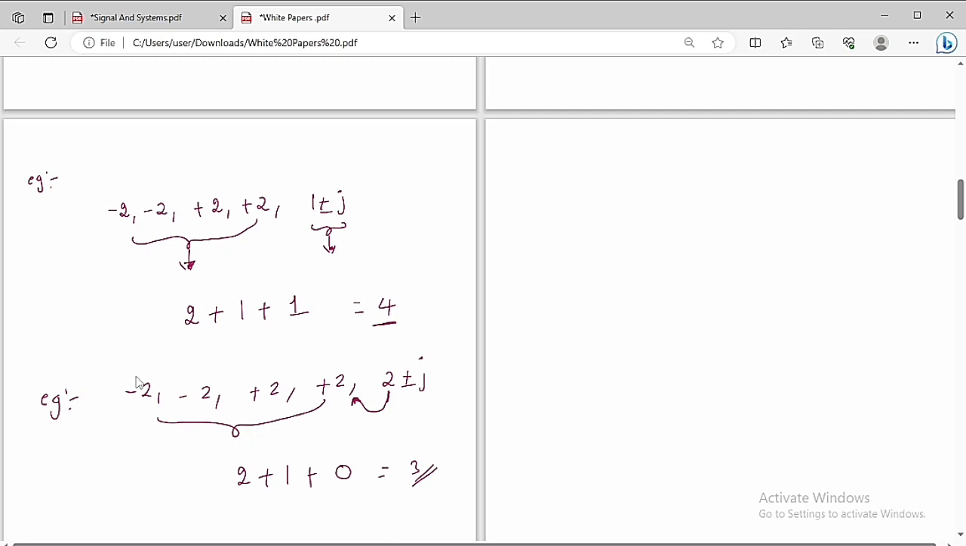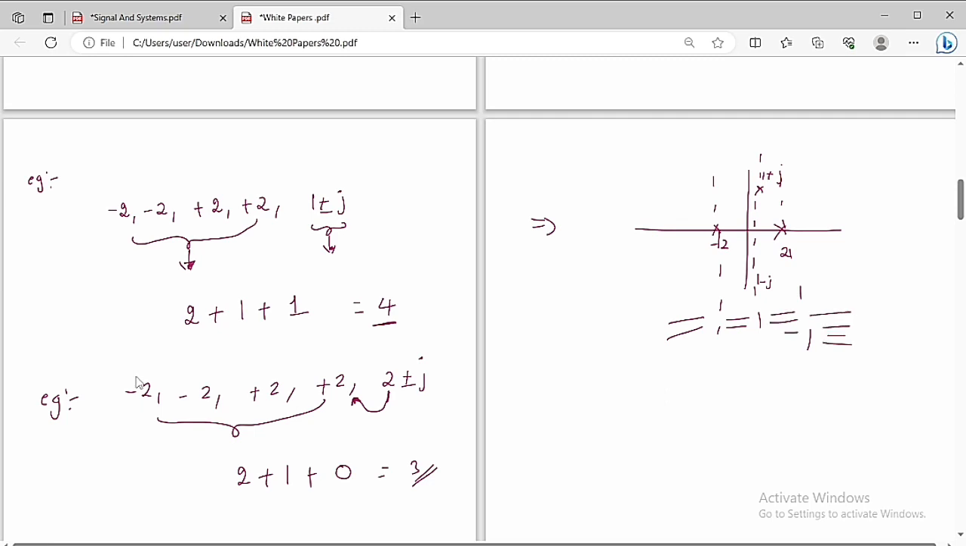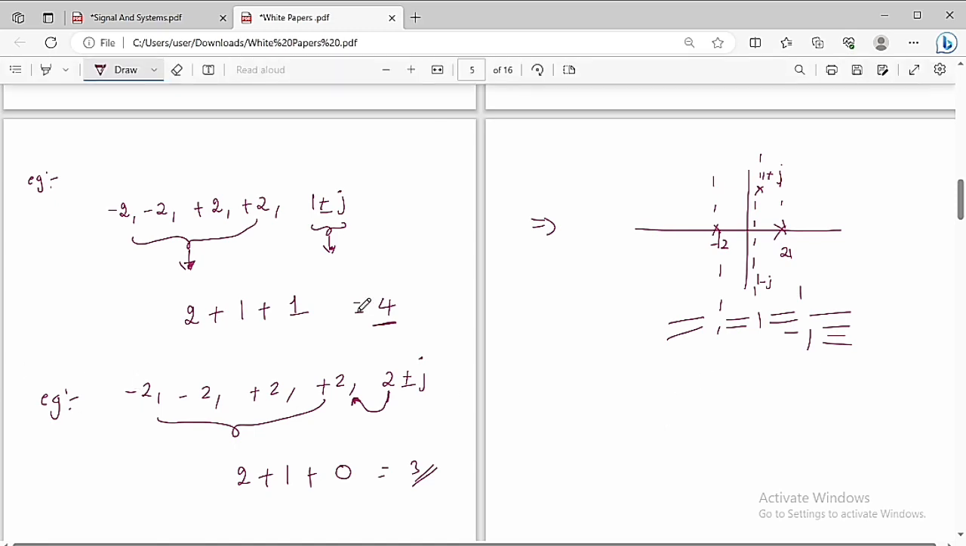Suppose you forgot, you can draw the graph. If you draw the graph, you will get to know. Suppose for this one I draw the graph, how is it going to look? Listen carefully. Here minus 2 two times, here plus 2 two times, and here you will get 1 plus or minus j, that is 1 plus j and 1 minus j. Now you can see how many ROCs are possible. Here 1 ROC, here 1 ROC, here 1 ROC, and here also 1 ROC. So total 1, 2, 3, 4. Yes, 4 are possible here.